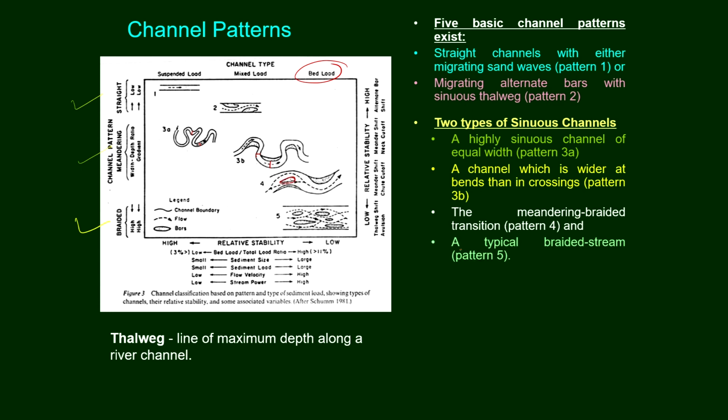Okay. And the 5th one is the typical braided stream, which are rejoining streams, but are separated by your bars here. Okay.